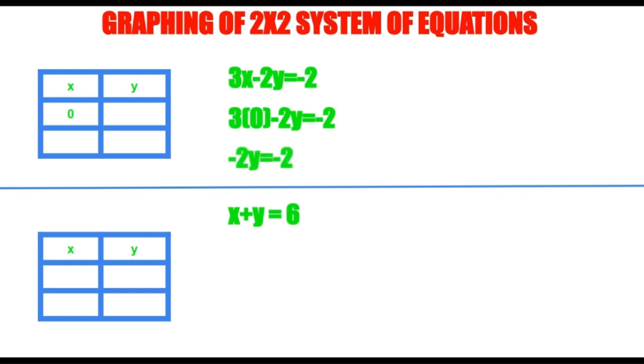Next, the 2 that is multiplying will go to the other side by dividing, and the formula will look like this: y is equal to negative 2 over negative 2, which gives us positive 1. When x is 0, y is 1.